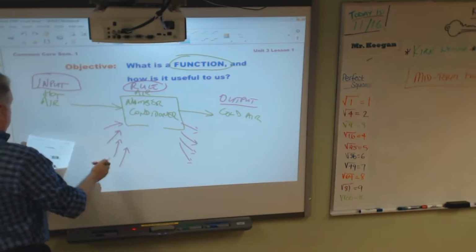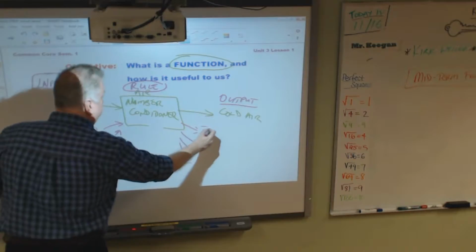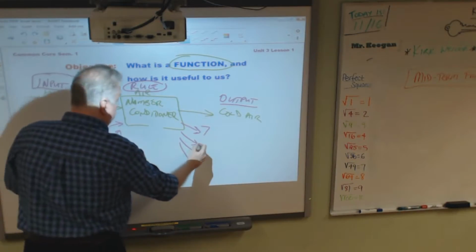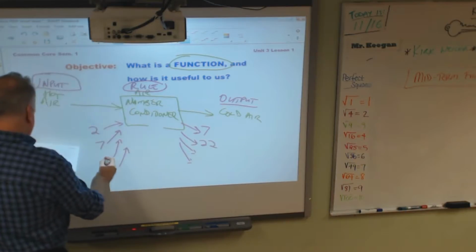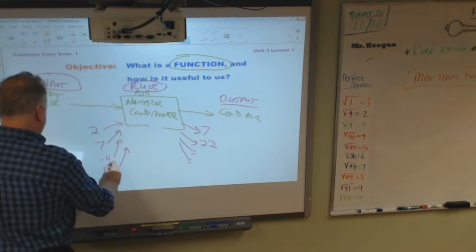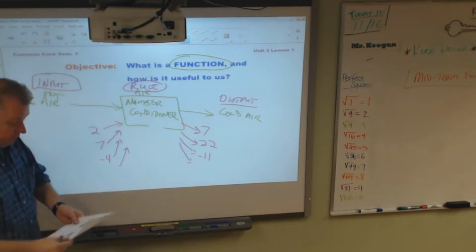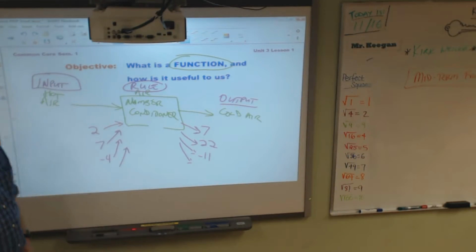All right. You put a 2 in, you get a 7 out. You put a 7 in, you get a 22 out. You put a -4 in, you get a -11 out. What's happening here? What's the rule going to be? What do you do to a 2 to turn it into a 7? Or what do you do to a 7 to turn it into a 22?